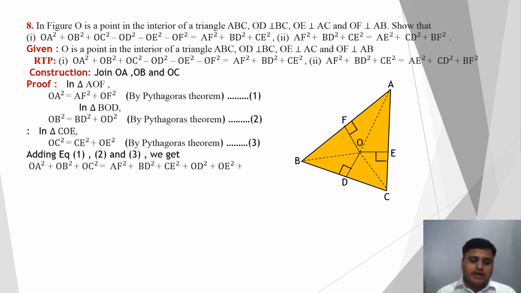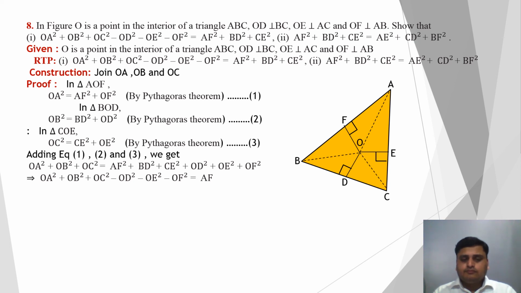Now as per the requirement, we will transpose the terms we need to the left hand side: OA square plus OB square plus OC square minus OD square minus OE square minus OF square is equal to AF square plus BD square plus CE square. So in this way we prove this part. Now come to the second part.